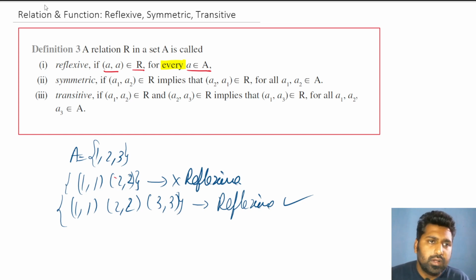The next type of relation is symmetric. A symmetric relation goes like this: if you have (A1, A2) in this relation, then you should have (A2, A1) also. It means if (1, 2) is there in the relation, then (2, 1) should also be there. Then only it's called symmetric.